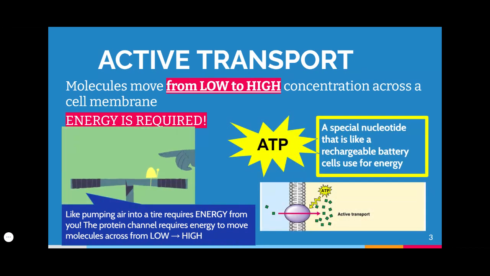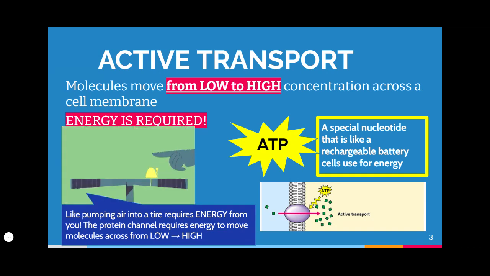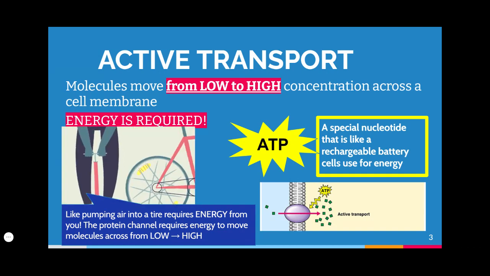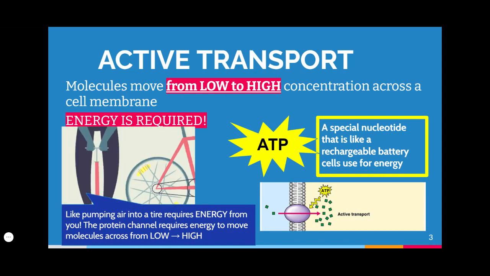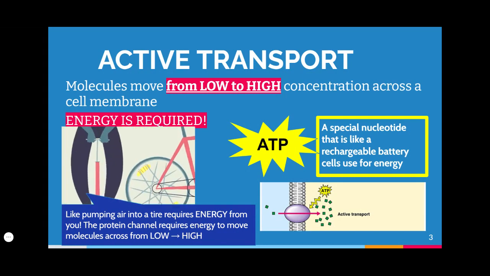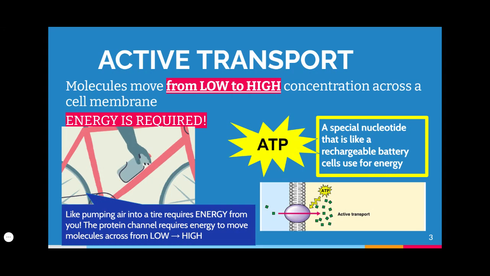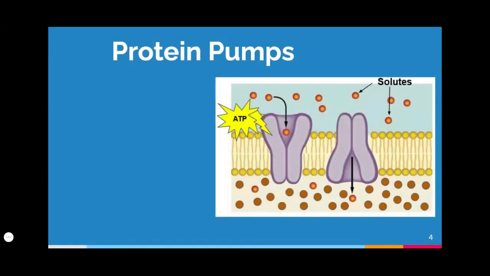The molecule we use to show you it's using energy is called ATP. It's a special nucleotide that's a bit of a rechargeable battery, so it can continue to recycle itself. But that's the energy required in order to get these ions or molecules across a membrane from a low concentration to a high concentration. So we use these what are called protein pumps.